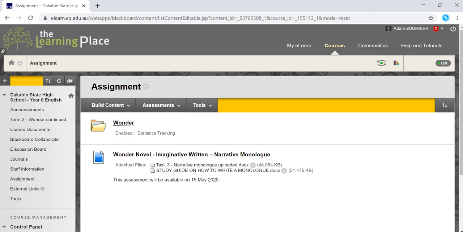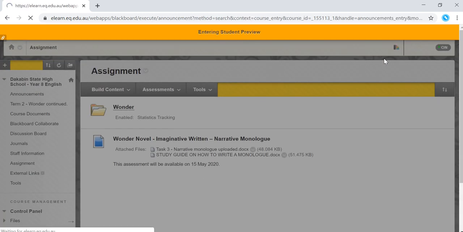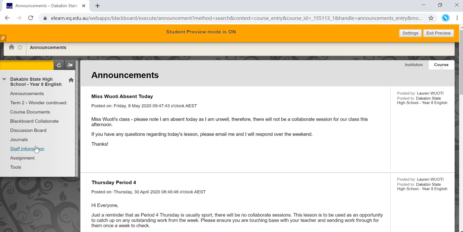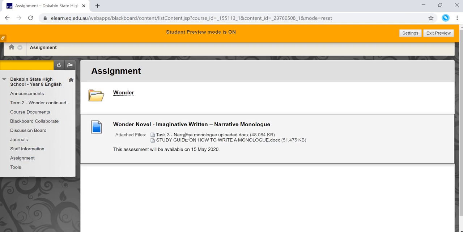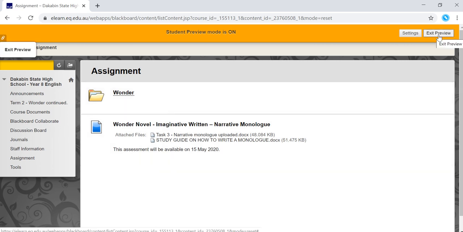Before we do, however, I just want to show you where you can download the task sheet for yourself. It is here on our eLearn page. Actually, I'll put it into student preview. It is here on our eLearn page in the assignments link. So if you click on that, there it is. There's the task sheet. There's also a study guide there on how to write a monologue. That's going to be there to help you if there is an aspect of writing the task that you're not quite sure of. So make sure you've downloaded both of those documents.